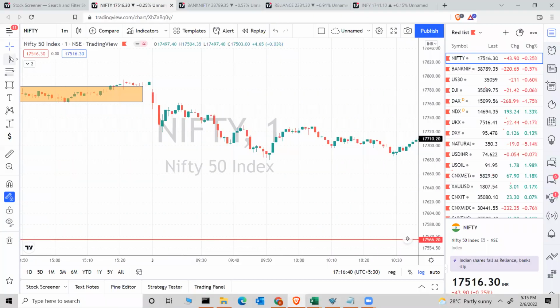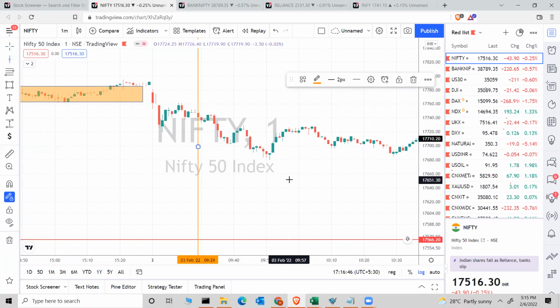So let's mark 9:29. Where is it? It comes here. Okay, so what did I say? From the reversal time, you have to wait for 5 minutes, which is nothing but another 5 candles, because we are seeing in time frame of 1 minute. So now we need to wait for another 5 candles, starting from this candle. 1, 2, 3, 4, 5.